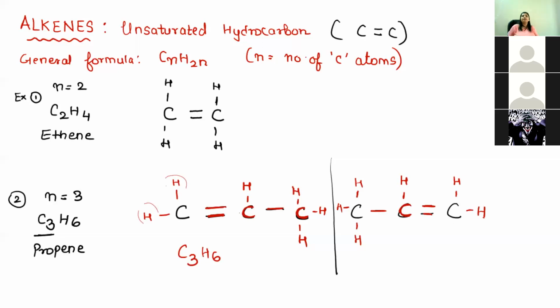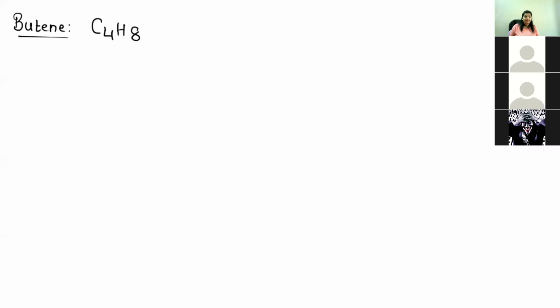So please copy down the structure of ethene and propene, and I'll be back in. So there will be 4 carbon atoms, 1, 2, 3, 4. I am putting the double bond over here. Okay, I'm putting the double bond over here. Just 1 second.